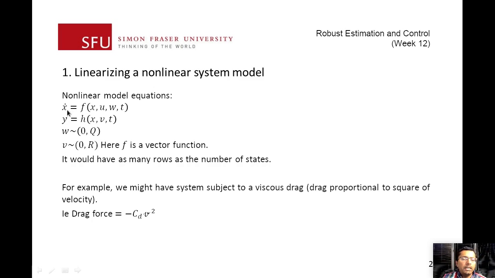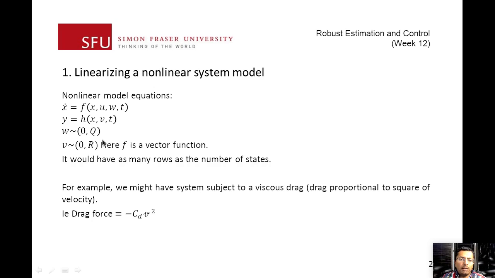So rather than it being represented as a matrix product, we typically just write x dot is equal to some nonlinear function. Similarly, we say y could also be potentially a nonlinear function of the states, and it could change with time, and then there is a noise that's affected. We don't really make any assumptions regarding how things are multiplied or what's going to happen inside the h.